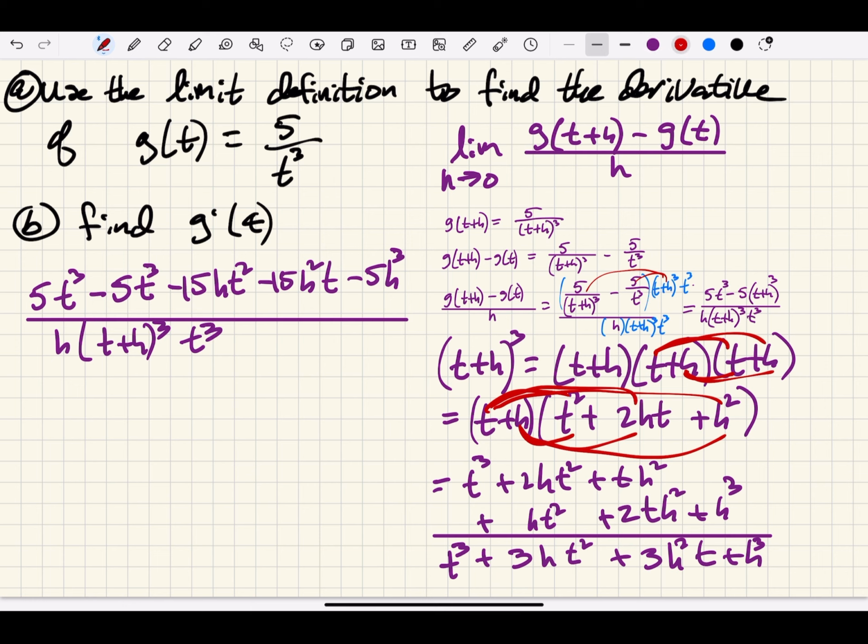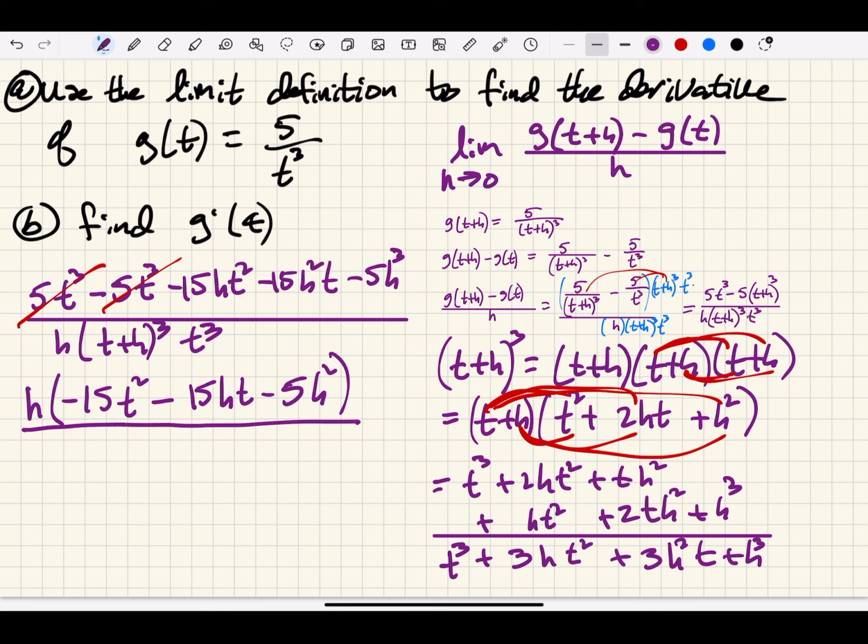Now what we see happening is all the terms that don't have an h, 5t cubed and minus 5t cubed, are going to cancel. So we'll wind up with only terms that contain an h, which we could factor out. So we'd have h times negative 15 t squared minus 15ht minus 5h squared over h times t plus h cubed times t cubed. And now the convenient thing that happens is these h's are going to cancel.